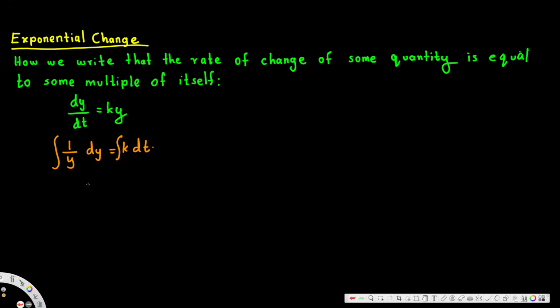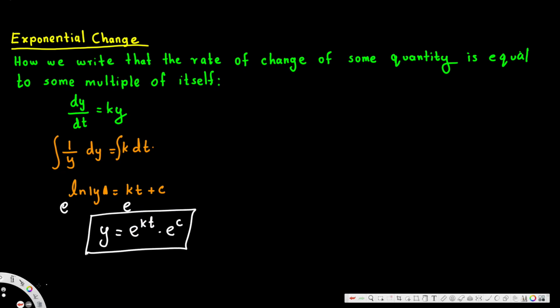If you integrate this one with respect to y, this is going to be ln of y, and if you integrate this one with respect to t, this is going to be kt, and also we are going to have a constant right here. Then to get rid of this ln, we have to take e power both sides. e and ln cancel each other, so this is going to be y is equal to e power kt times e power constant. So this is the final derivation right here.